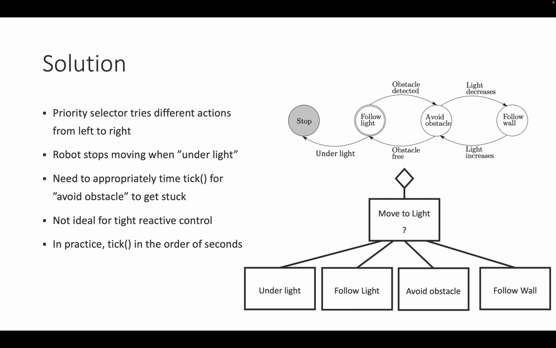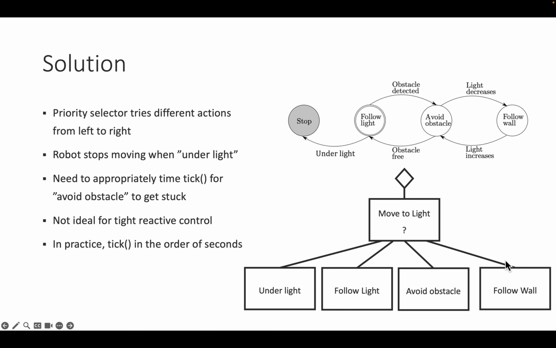The first action is to check, am I under the light? Yes or no. If I succeed, I'm done. If I fail, then I want to follow the light. If that fails for some reason, I want to avoid the obstacle. And if that fails, because let's say I'm in a U obstacle, I want to follow the wall. Now, of course, you need to repeat this, and you will need to repeat this until this whole thing succeeds, which is a variant of that decorator if you want.